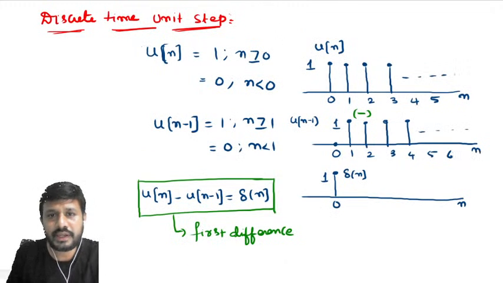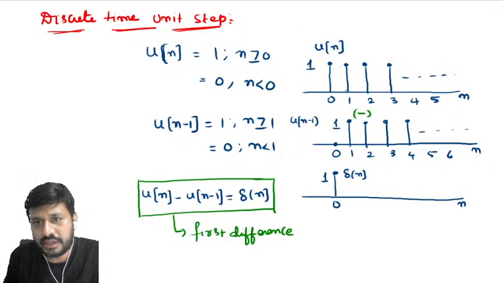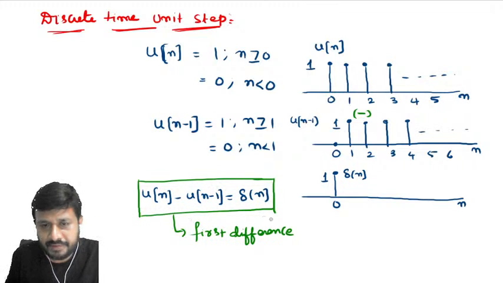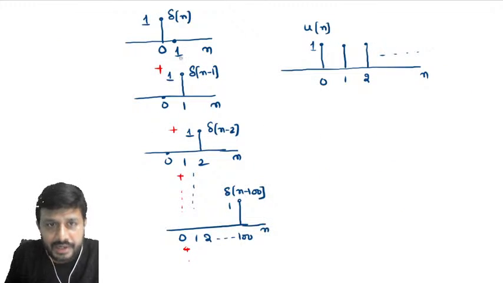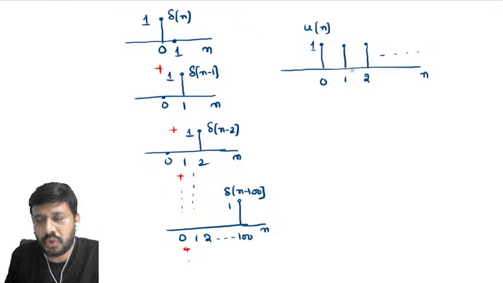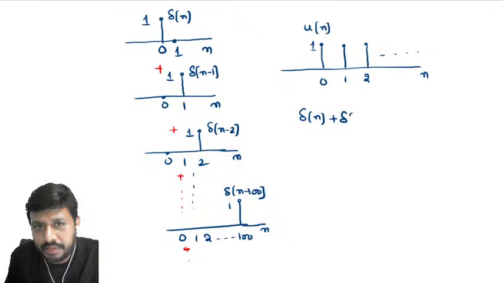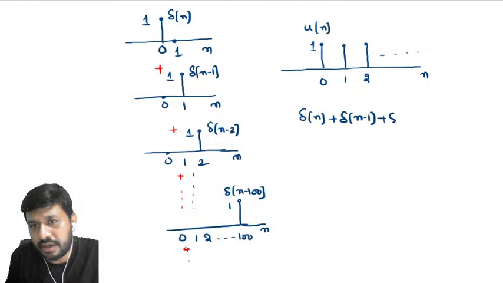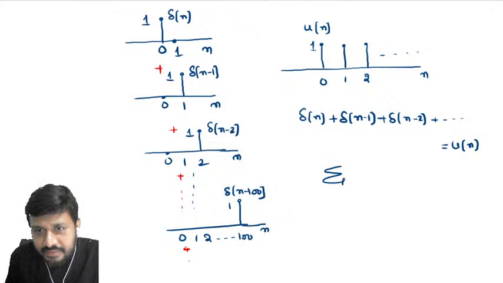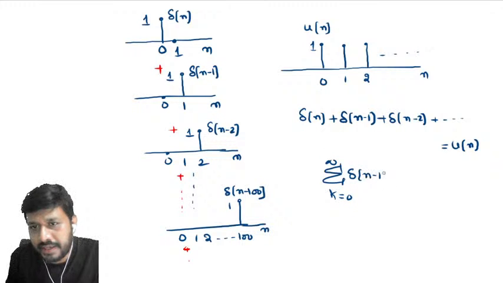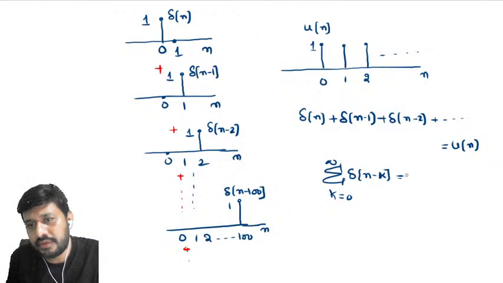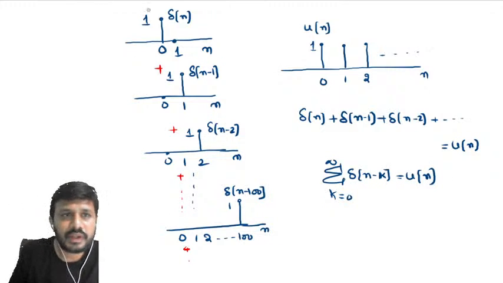So the interesting point here is, in the first case I took u of n and I am able to get del of n by taking first difference. In the second case I took del of n and I am able to get u of n by adding like this, del of n plus del of n minus 1 plus del of n minus 2 plus so on up to infinite gives u of n. Or in short, I can write it as summation k varying from 0 to infinite del of n minus k is u of n.